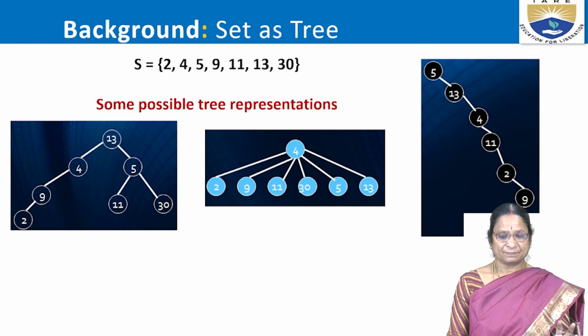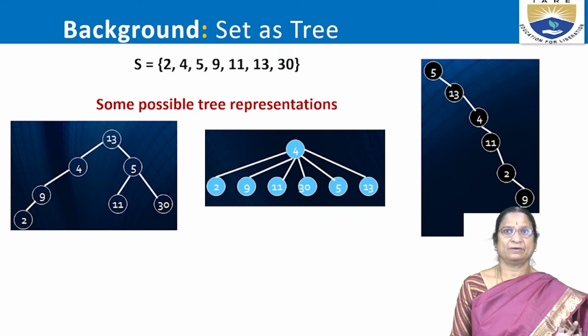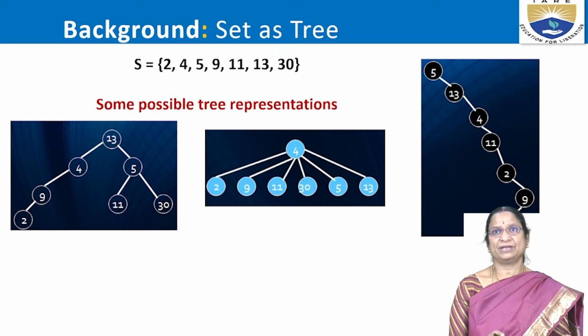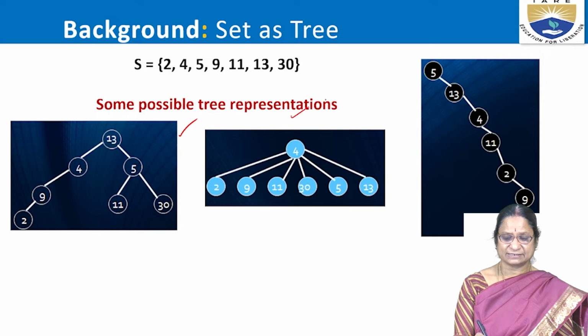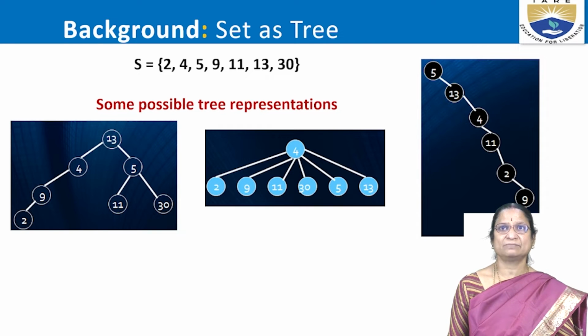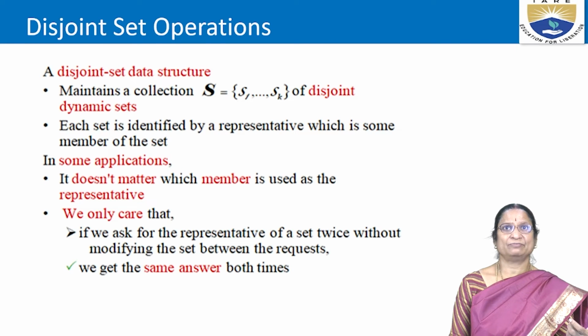For example, if you are representing a set as a tree, let us assume that 2, 4, 5, 9, 11, 13, 30 are the set elements. With this set of elements, we can form a number of trees actually. Multiple trees can be formed by using this set of elements. For example, I have given various ways. This is one kind of tree, second, third. Like that, we can form various representations because there is no specific rule to form a tree in this example. That's why a set can be represented as any tree.